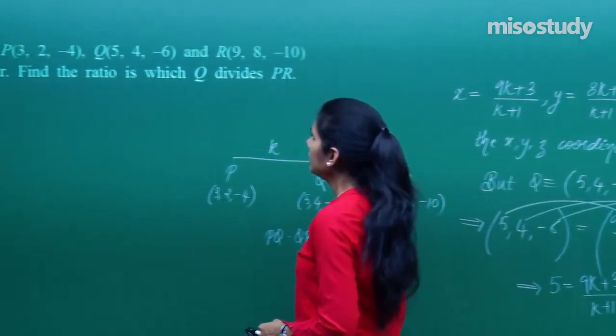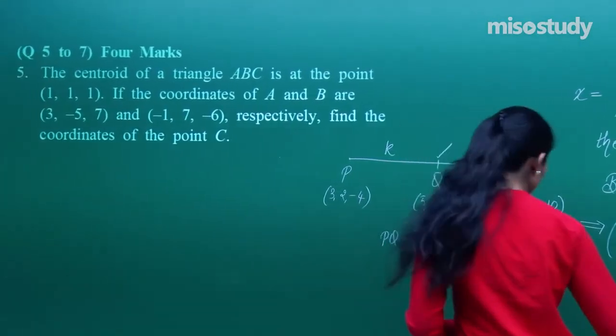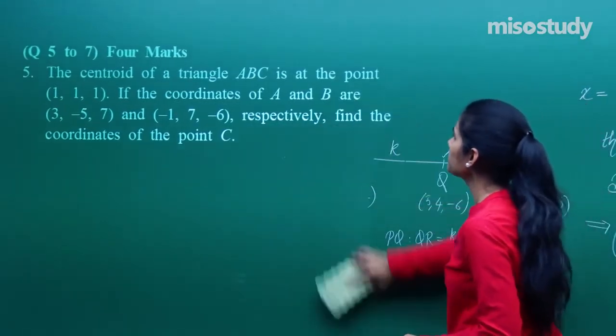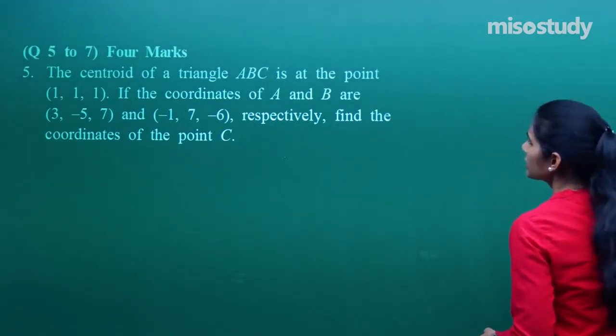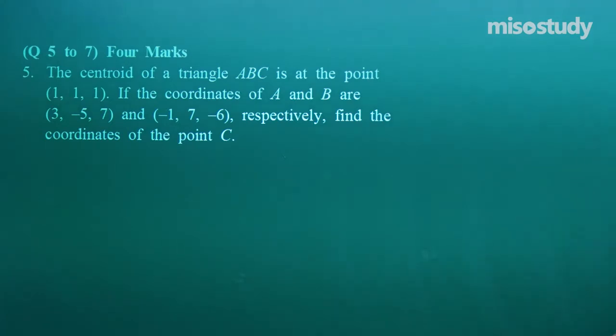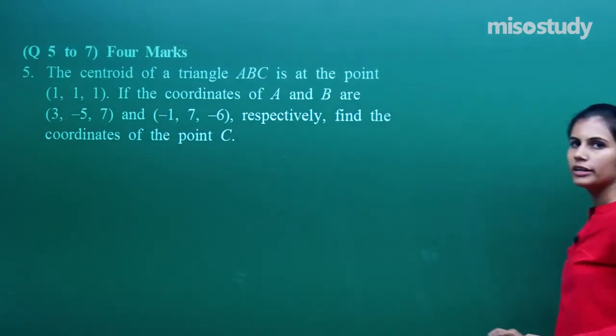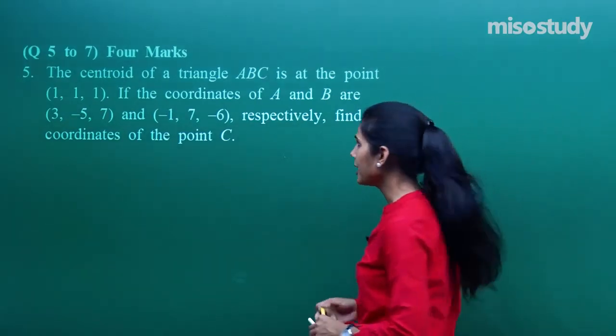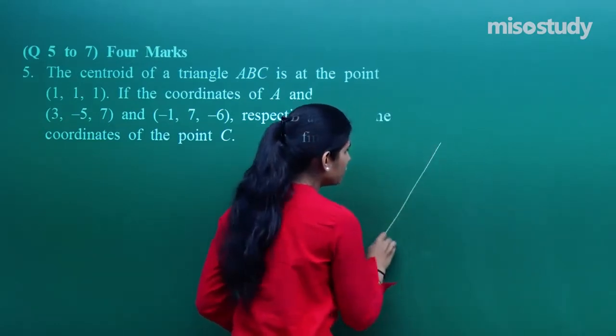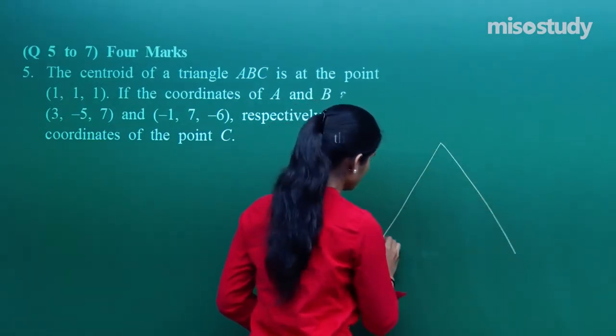Clear? Next we have centroid of a triangle ABC is at this point. If coordinates of A and B are given to you, find the coordinates of C. Either you can do it in a detailed fashion, or if you directly remember the very strategy to compute the coordinates of centroid of a triangle, then you can apply that as well. Let me just tell you the elaborative way.